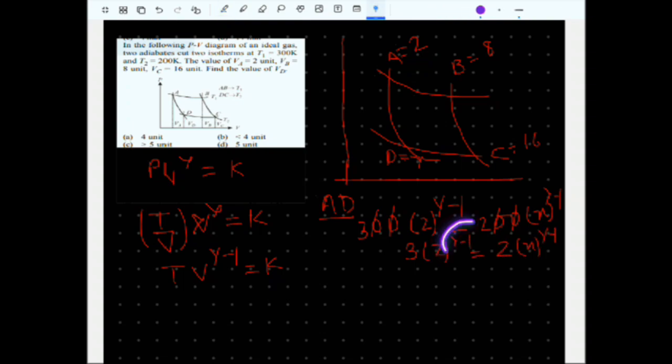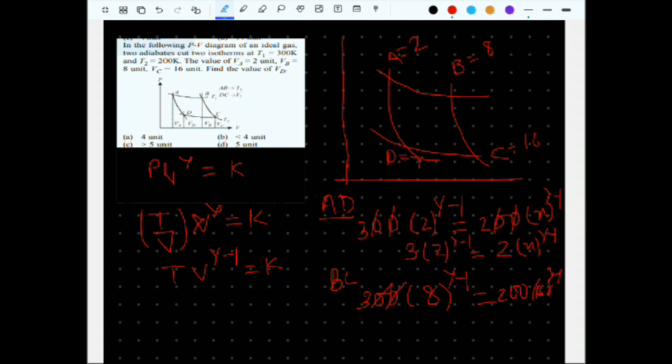To find the value of gamma, we will write an equation for BC also. For BC, the temperature at B is 300 and the volume is 8 to the power gamma minus 1, which is equal to 200 times 16 to the power gamma minus 1. So this will be 3 by 2 is equal to 16 by 8 to the power gamma minus 1. So this will be an equation. From here it will be 2 to the power gamma minus 1, and when we add 1, 3 is equal to 2 to the power gamma. So now we know that 3 is equal to 2 to the power gamma.